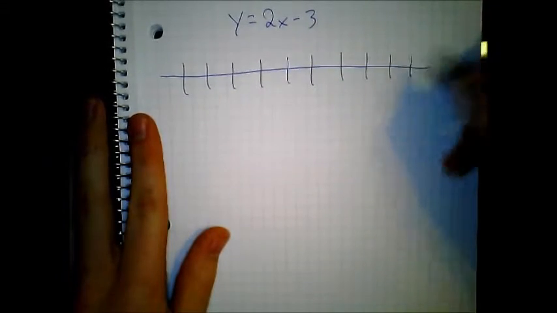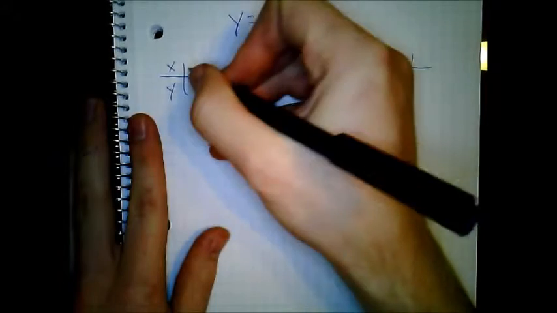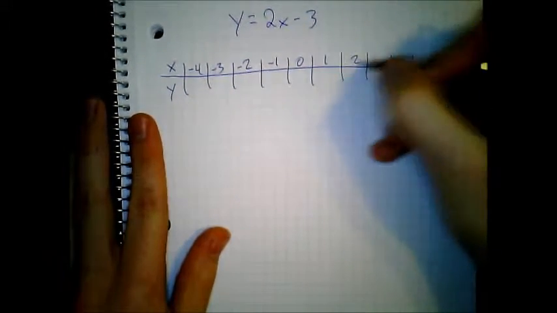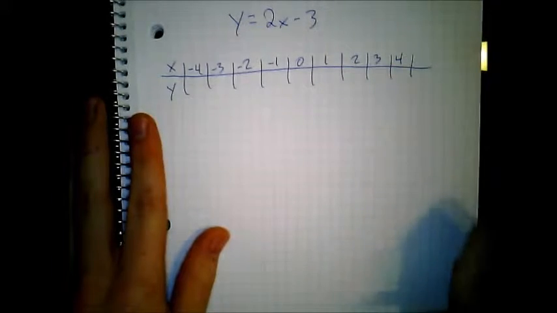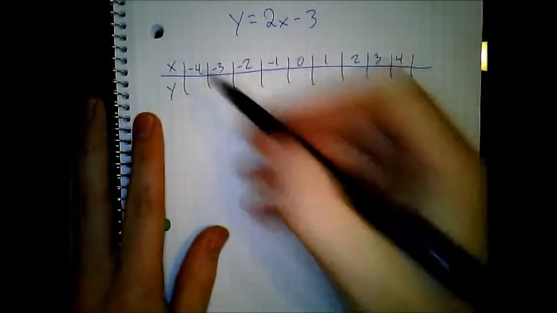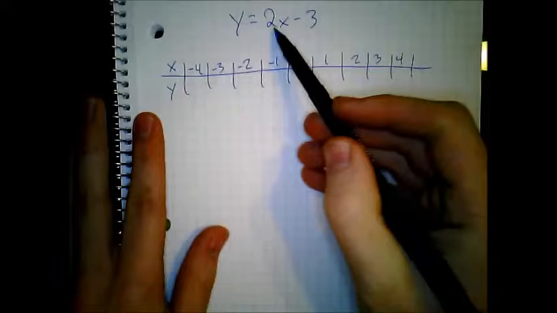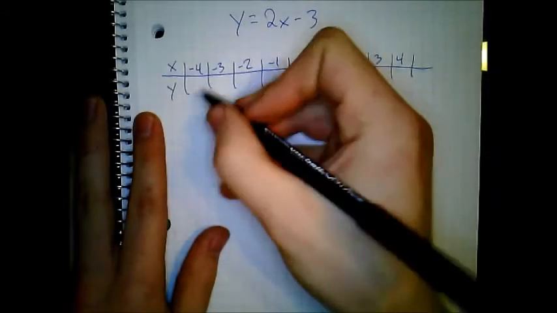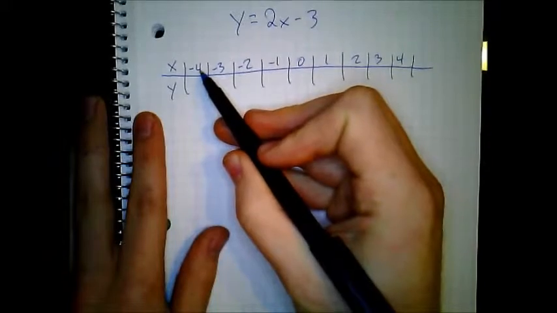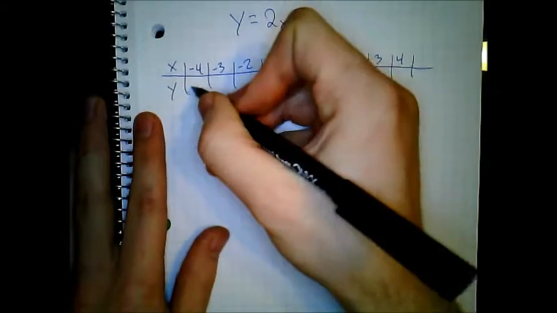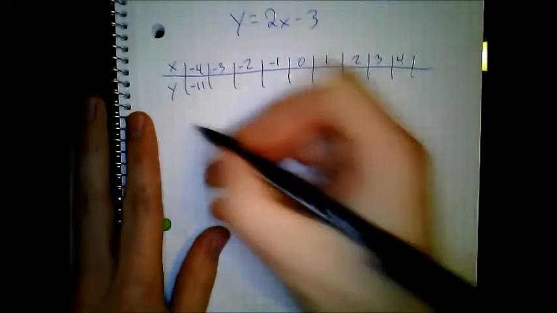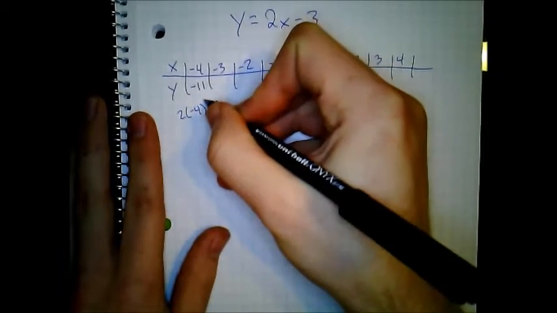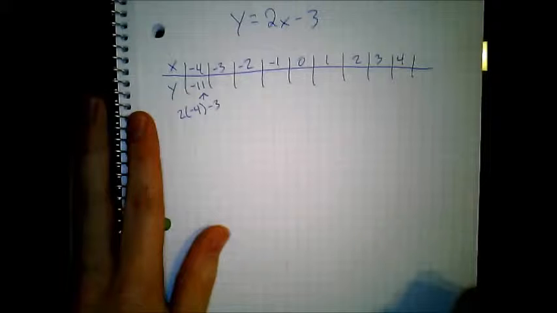And now we're going to pick our own x values. We're going to pick the x values from -4 all the way to +4. Okay? Now, to find our y value, again, this rule means we're multiplying by 2 and then subtracting 3. So we're going to do 2 times -4, which is -8, minus 3 is -11. Again, we did 2 times -4 minus 3, and that's how we got our -11.